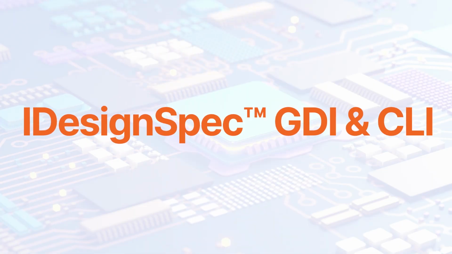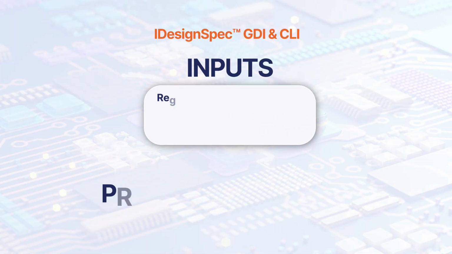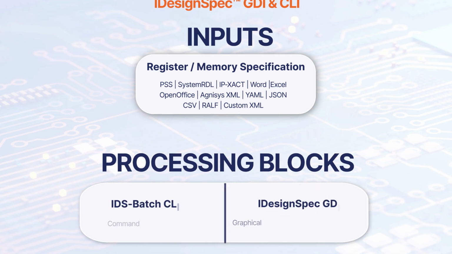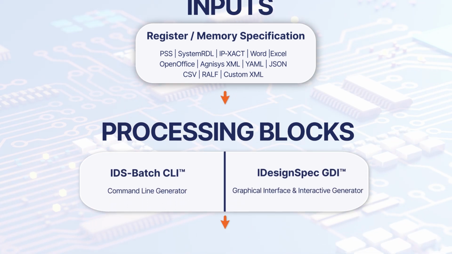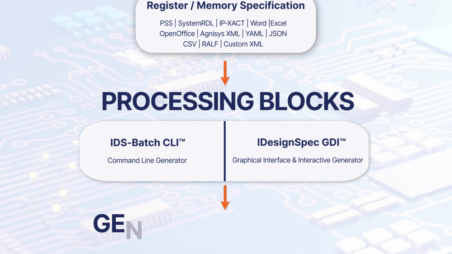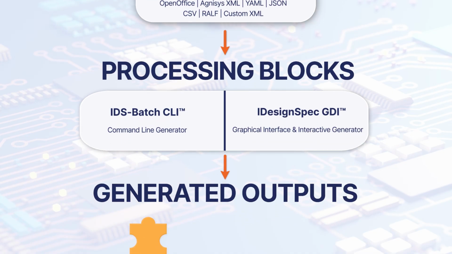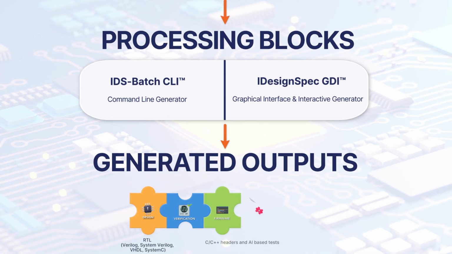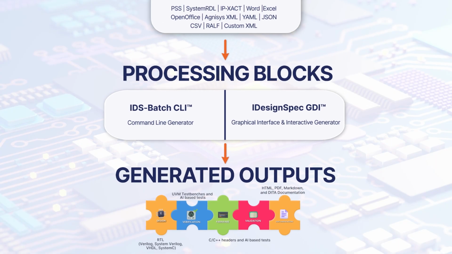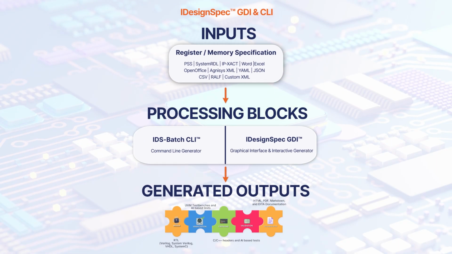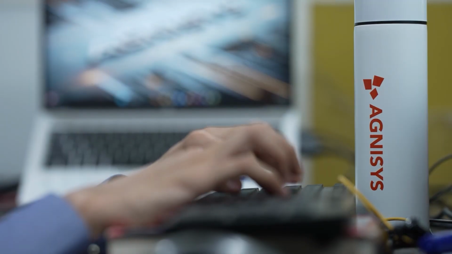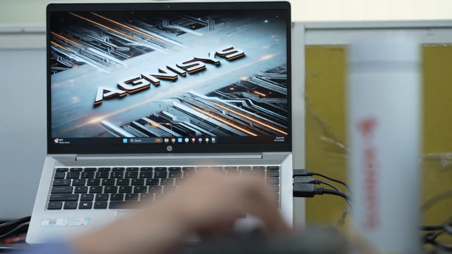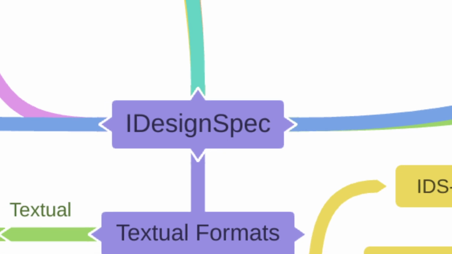Our flagship product, the iDesign Spec Suite, allows teams to define IPs, registers, and memories using familiar and standard formats. From this unified specification, it automatically generates RTL code for design teams, UVM test benches and AI-based tests for verification engineers, C and C++ headers and AI-based tests for firmware and software developers, and comprehensive documentation for all stakeholders. Building upon this foundation, our suite of products further enhances the development process.